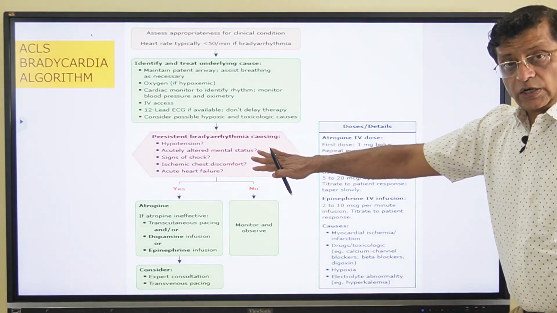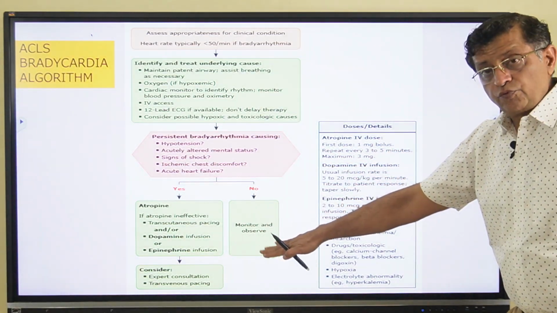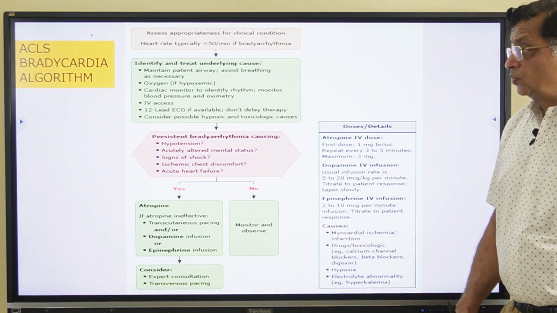If the patient does not have acute signs of hemodynamic instability, then you can observe with transcutaneous pacing pads in situ.